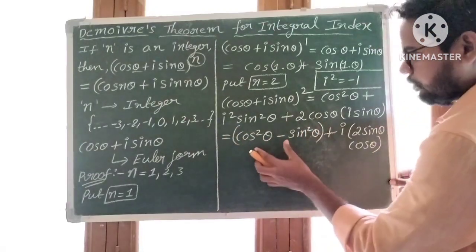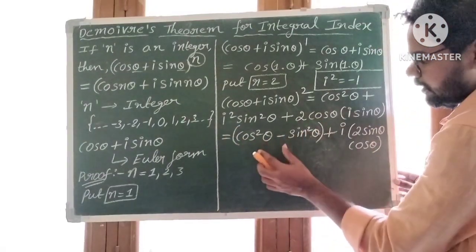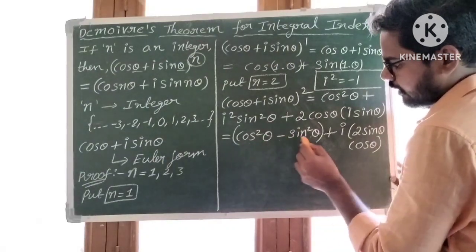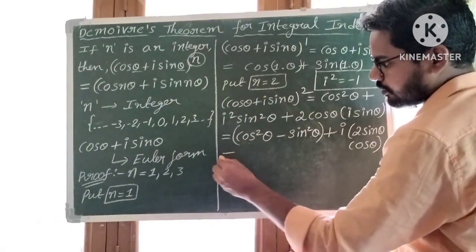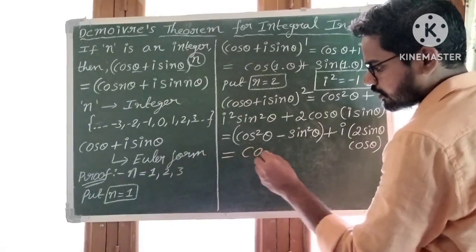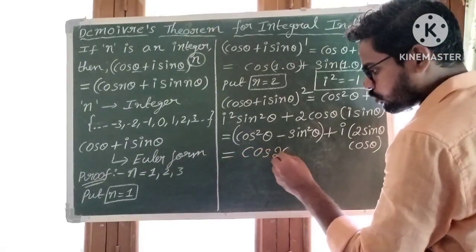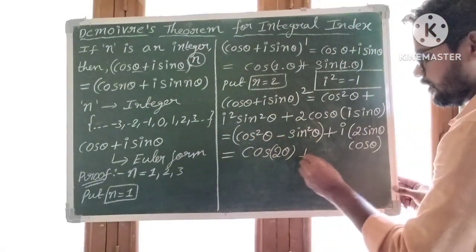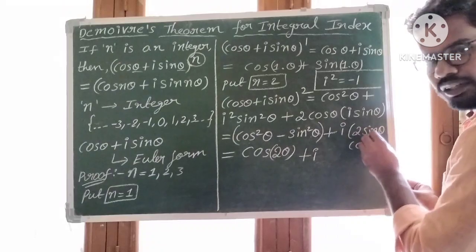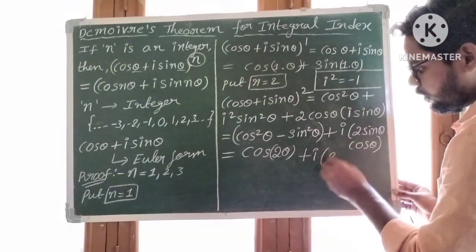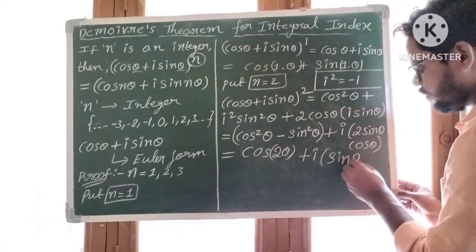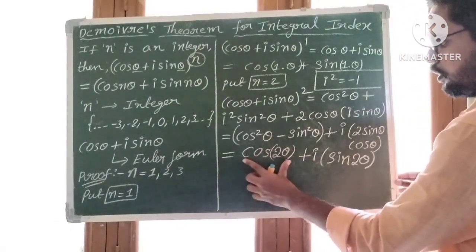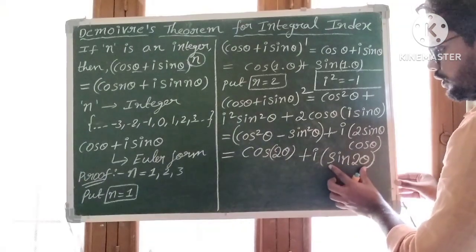Just observe this expression: cos square theta minus sine square theta is equal to cos 2 theta. This is the formula of cos 2 theta, plus i into 2 sine theta cos theta. In trigonometry, 2 sine theta cos theta is equal to sine 2 theta. Now it becomes cos 2 theta plus i sine 2 theta.